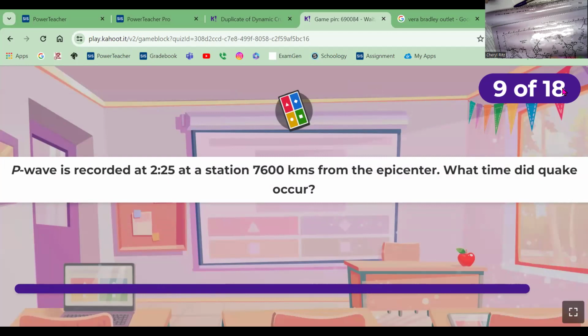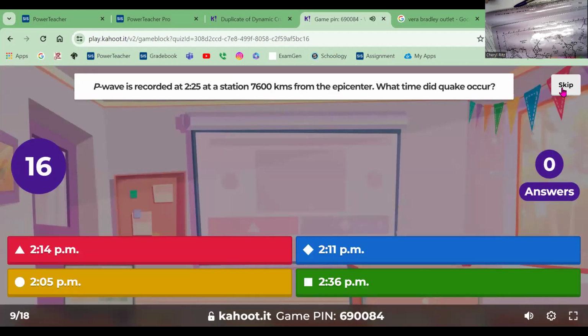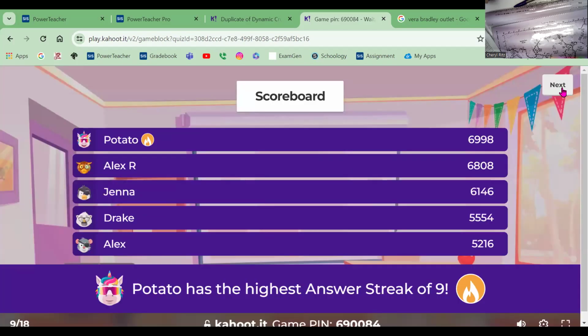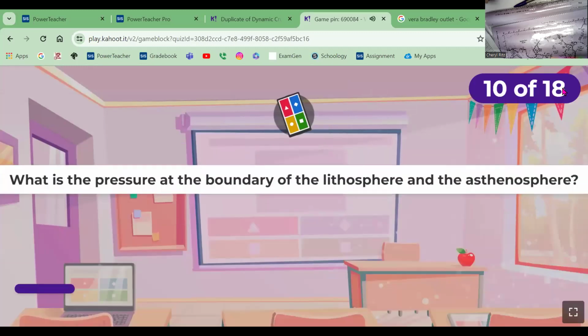P-wave recorded at 2:25 at a station 7,600 miles from the epicenter. What time did the earthquake occur? This is what we did yesterday. This is origin time. I clearly did not give you enough time, though. I'm sorry to all of you. You had to go to 7,600. It takes 11 minutes for the P wave to get there. So if it was recorded at 2:25, it took 11 minutes to get there. So you do 2:25 minus 11. Sorry, I definitely didn't give you enough time for that one.